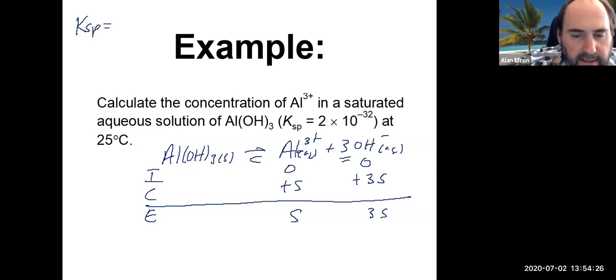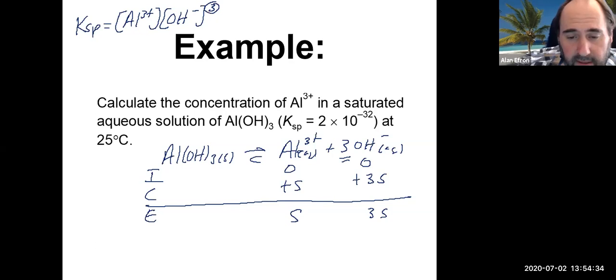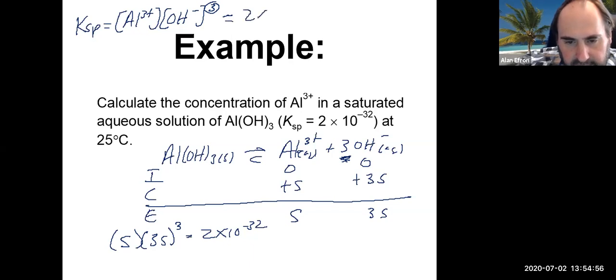Now, our KSP expression would be the aluminum times the hydroxide. Also need to cube it because of that same 3 that is sitting there. That means when we do put our equilibrium in there, we will end up with S times 3S cubed equals our 2 times 10 to the minus 32, as that's what this equals.